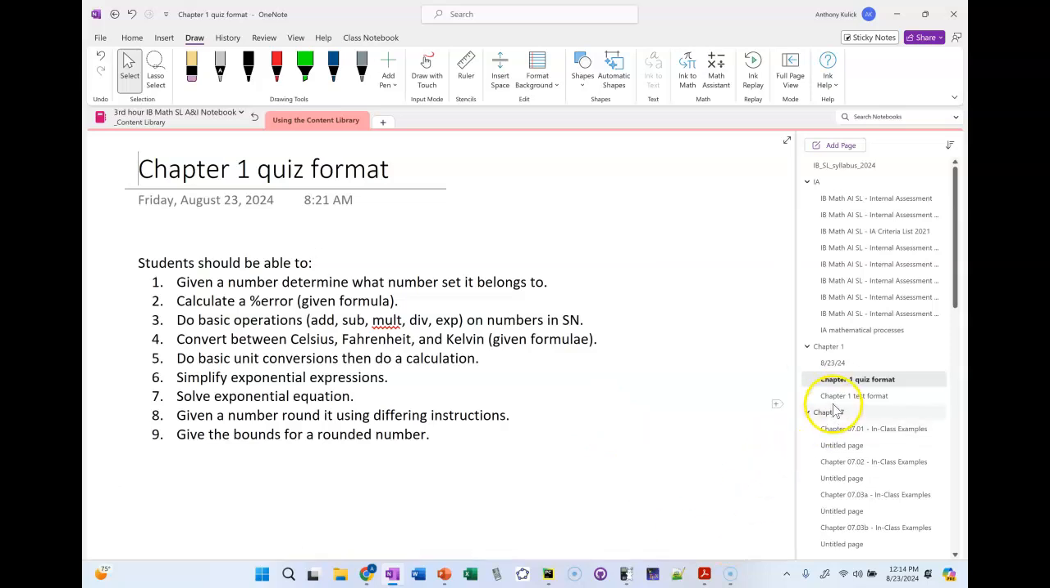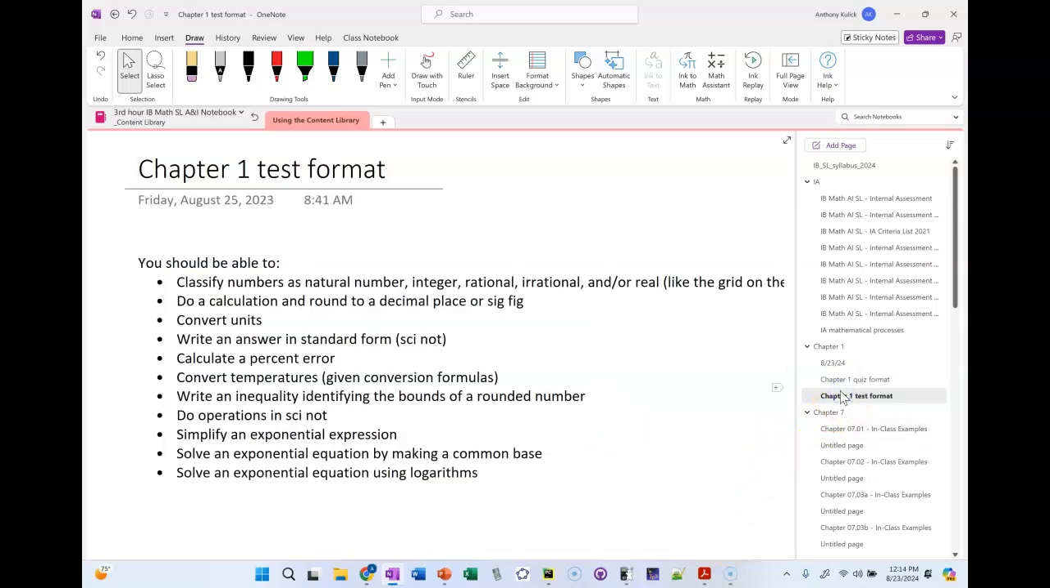If it matters to you, the test format is also up there. It's basically the exact same thing as the quiz. It's just longer. If you want to read through it, you can. If before Tuesday you want to look at that to help inform your decision, I don't know if it'll make any difference or not, but you're welcome to look at it.